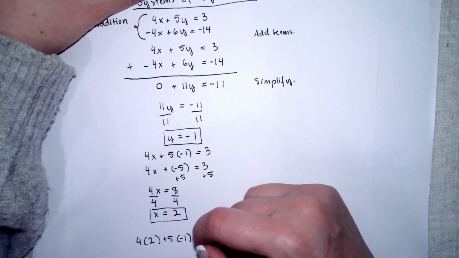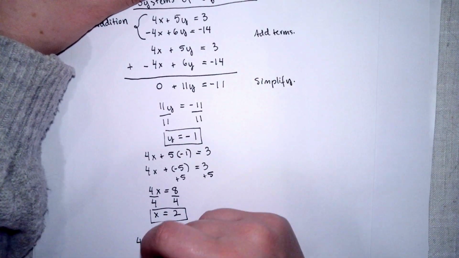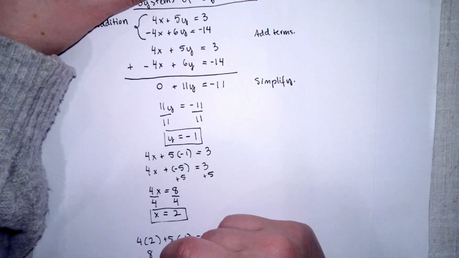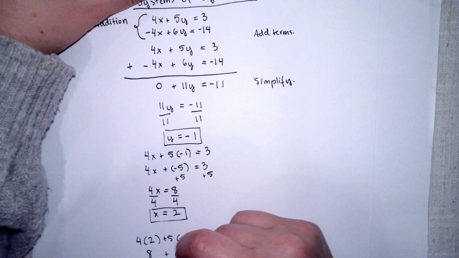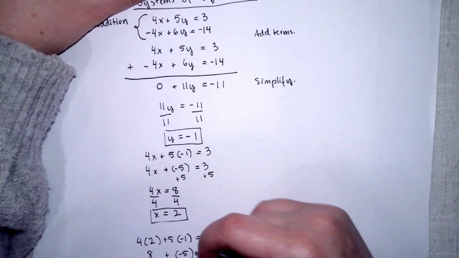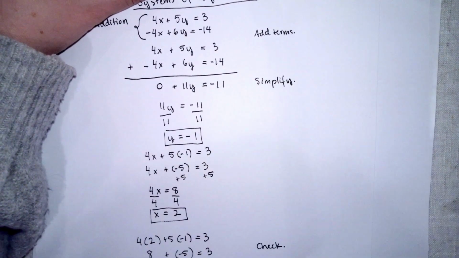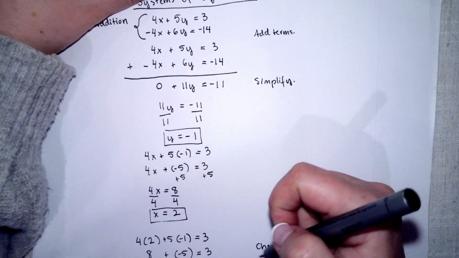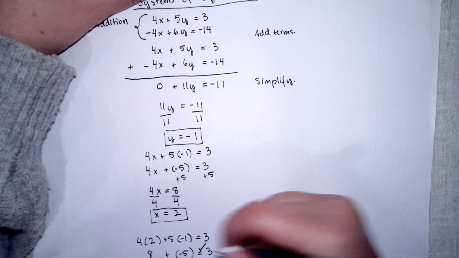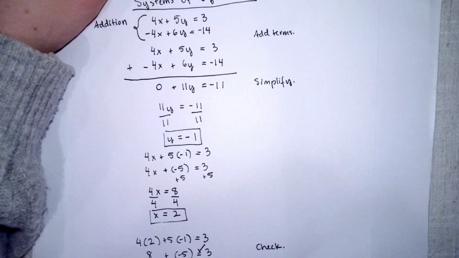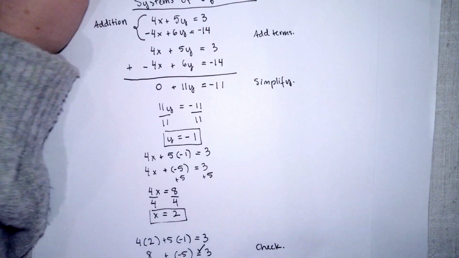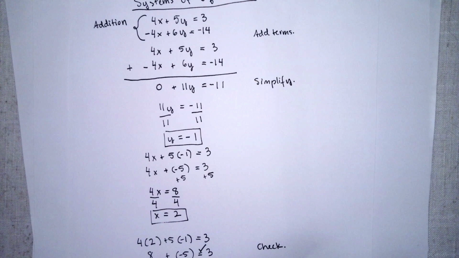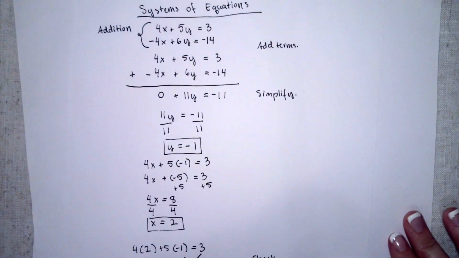Is equal to 3. So it's going to be 8 plus negative 5, or 8 minus 5, equals 3. And let's see, so 8 minus 5 is indeed 3. So I'm going to put a little check mark. It does check out. Okay, so that's addition. So that's the first way that you can deal with this type of problem. And now we're going to move on to subtraction.